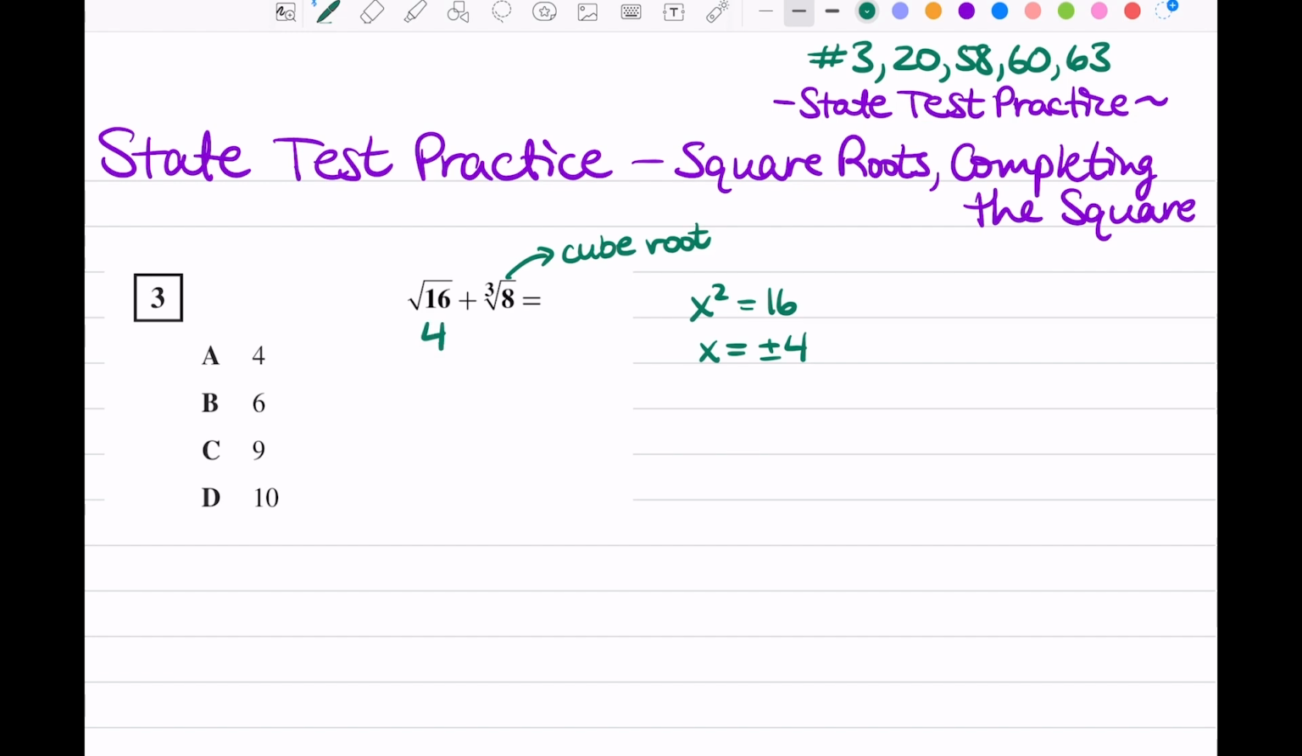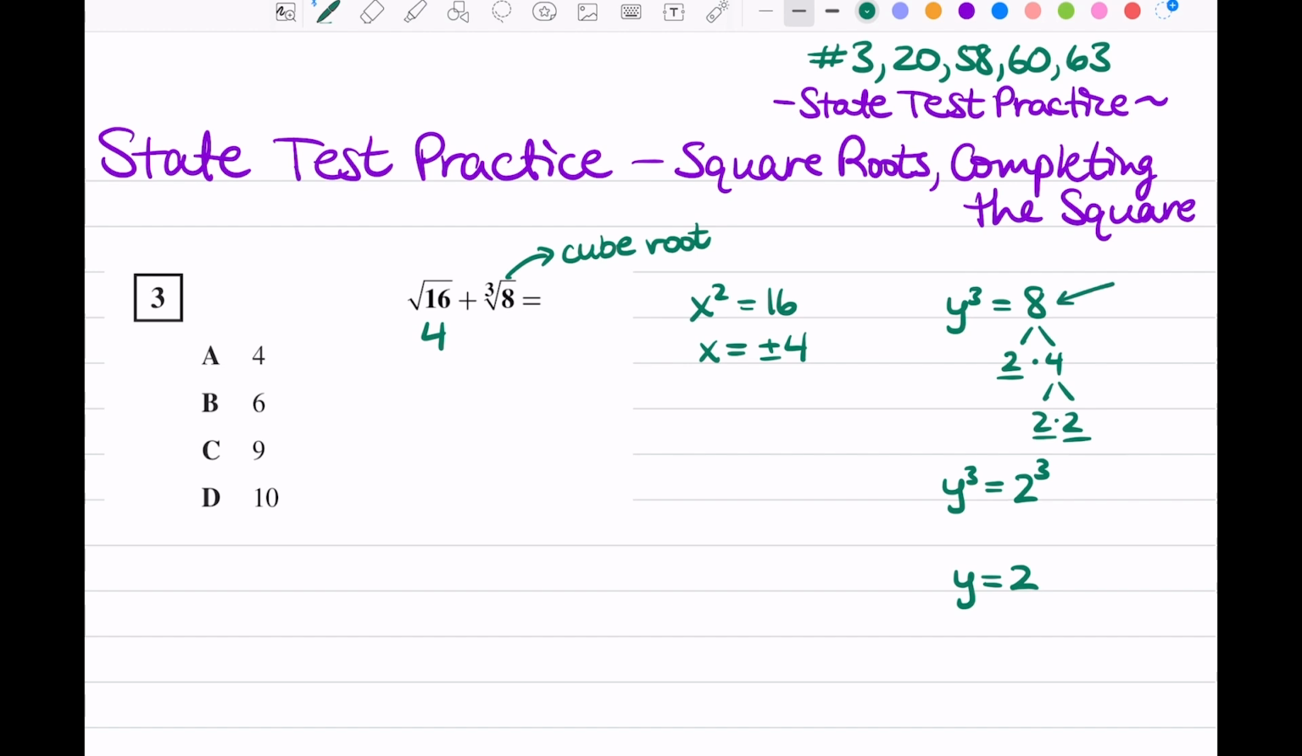Now let's take a look at that cube root. So this is asking, what cubed equals 8? So to figure this out, we're going to start by factoring this 8. So 8 is 2 times 4, and 4 is 2 times 2. So now we know that 8 is 2 times 2 times 2, or 2 cubed. So we can say that y cubed equals 2 cubed. Then y must be equal to 2.